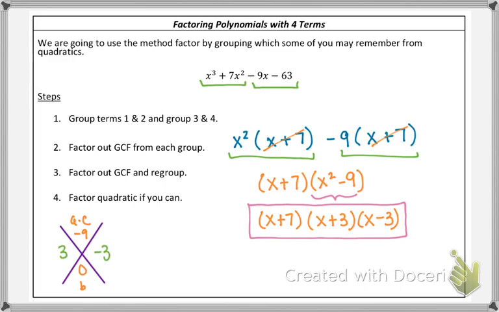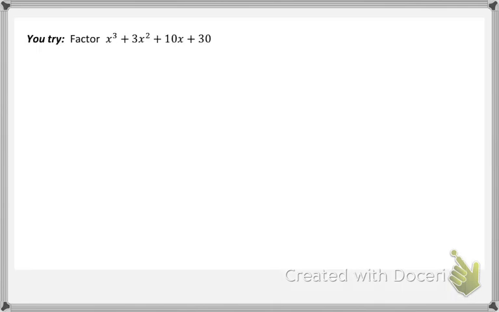So again, I want you guys to try one on your own. You can pause and try it and then see if you get the same answer as me. And if you don't, then you can come back and rewatch it. So GCF is going to be x squared. If I divide out an x squared, I'm left with x plus 3. From the second group, GCF is 10. Divide out the 10, I'm left with x plus 3 again.